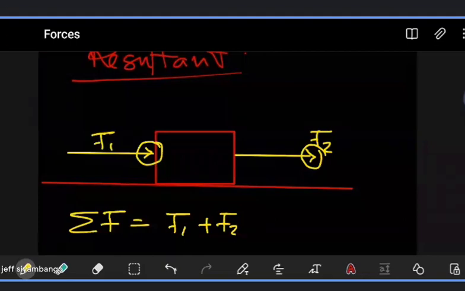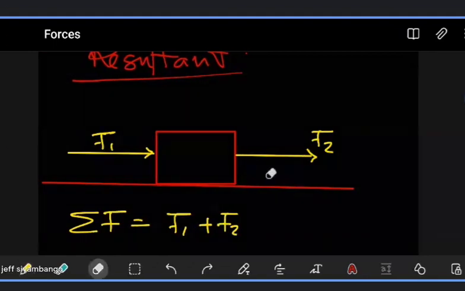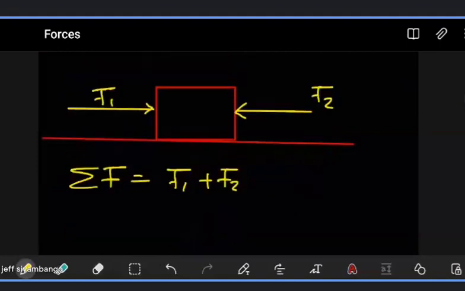But if you had, let's say, one of these was negative, let's say this one here, let's put it as something like this. What you should see here is that F1 will be to the right, so it will be positive, but F2 will be to the left. So we'll put this with the minus here.